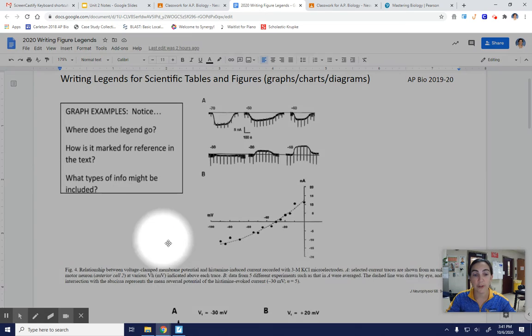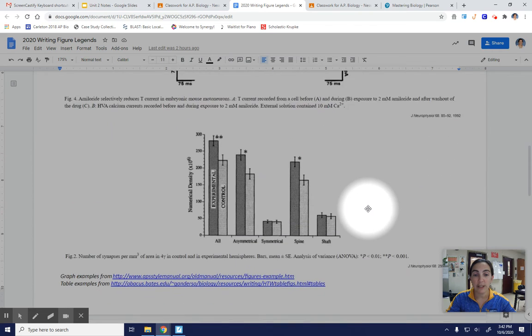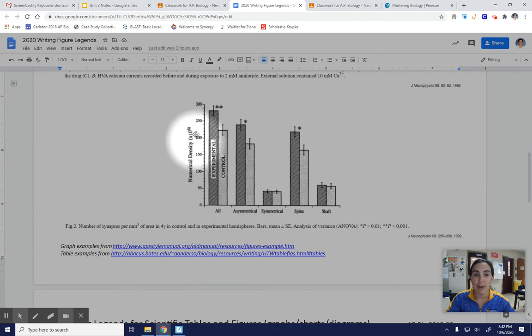A couple things. First of all, you'll notice the figure legend is located underneath the graph, because normally when we look at a graph, we often read it from the bottom up. So we'll look at this bottom example. It's a little more like a graph that you would make. When you're reading a graph, the first thing that you need to look at is what's on the X and Y axis. Since our eyes naturally go to the bottom of the graph first, we put the figure legend below. Notice it gives the figure a number.